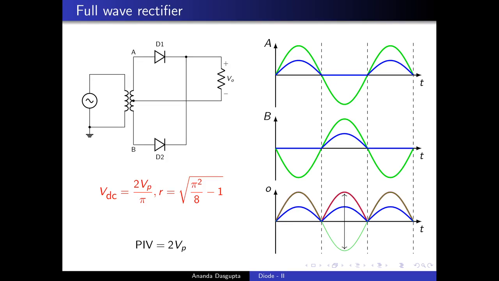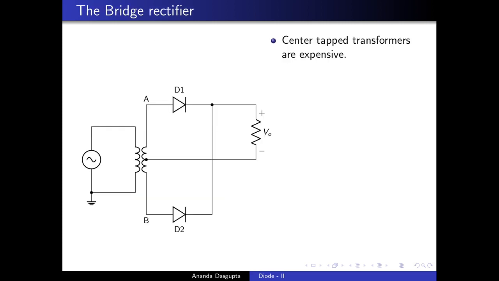Well, apart from this one issue of this heightened peak inverse voltage, this full wave rectifier circuit is definitely an improvement over the half wave rectifier. We do need two diodes in place of one, but diodes are really rather cheap, so using two diodes is not a big problem. The problem, however, is that we need a center tap transformer for this, an accurately center tap transformer, and such transformers are really rather expensive.